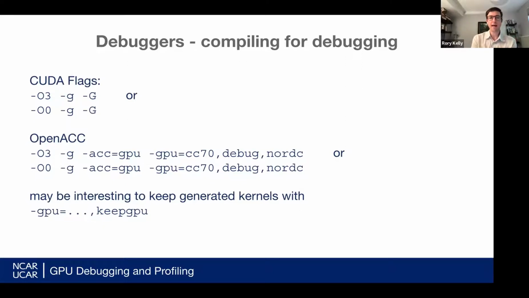Another thing you can do is add keep inside the -gpu flag. Then that will generate a file that has essentially the transformed OpenACC, the CUDA kernel that's been created from your OpenACC code. That might be interesting to look through. I will say it is nothing like what you would have written yourself. They're pretty hard to read compared to the CUDA that you would write by hand. But you can still go through that and understand what the compiler has done to your OpenACC code.